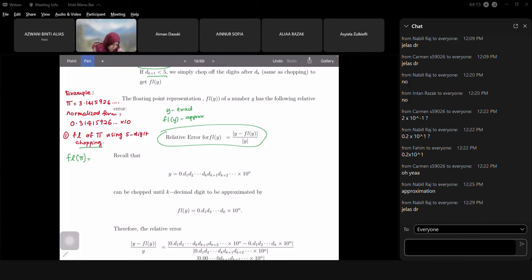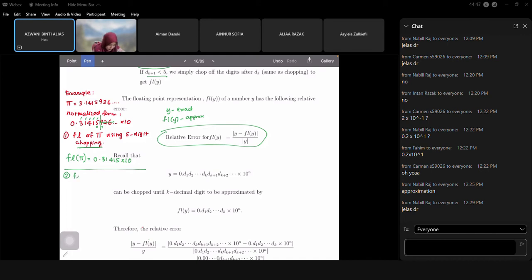Okay, biasanya kita kira lah. Sini 1, 2, 3, 4, 5. So 5-digit chopping maksudnya dia terus chop, buang. Tak kisah sama ada ni adalah greater than 5 or not. So chopping terus cut, you akan dapat 0.31415 multiply by 10. Kan? Okay, let's say the second question.